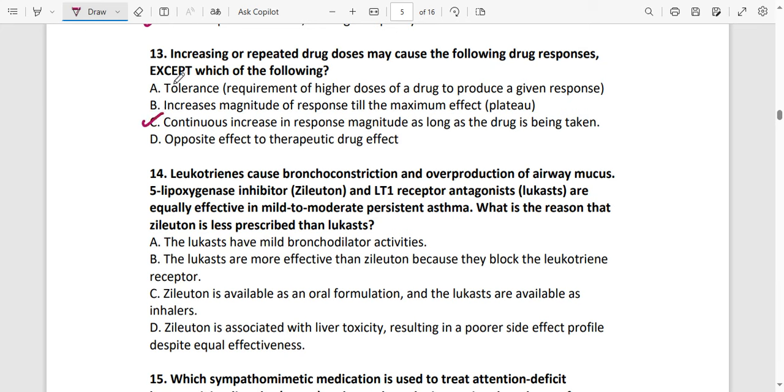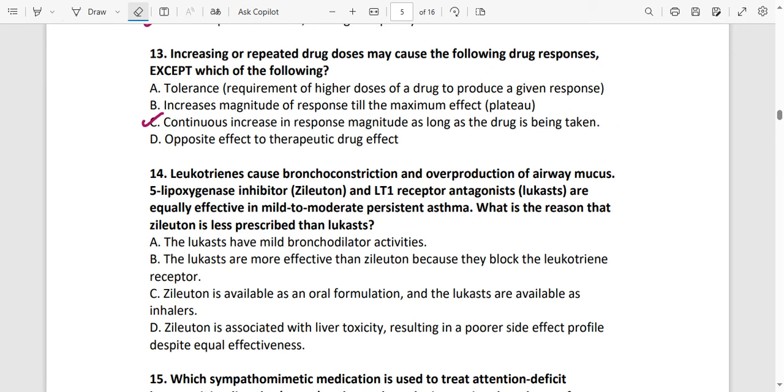So what happens is that when you take a drug for long, you can become tolerant. You need a higher dose. Number two, it can increase magnitude of response till the maximum effect. When you increase the dosage, you are going to have more effect, but you reach a point where, even when you increase the dosage, nothing is happening. Instead, it becomes worse. Sometimes it can produce the opposite therapeutic effect. You are taking an antagonist, and it starts acting like an agonist.